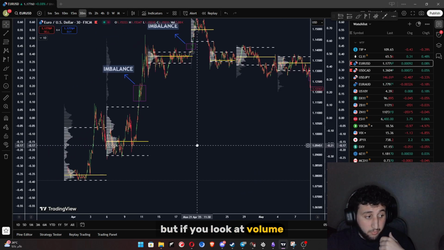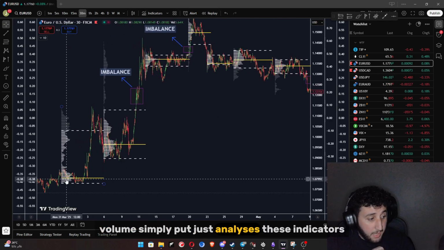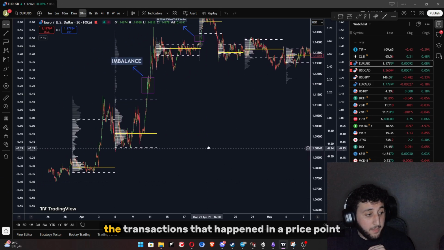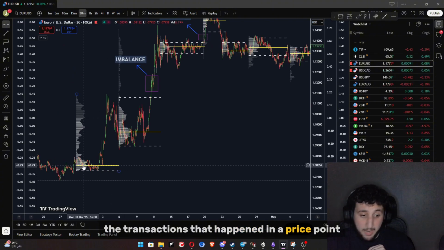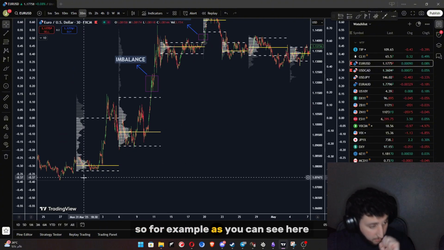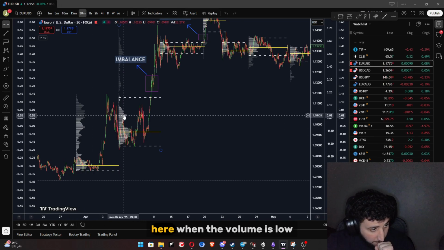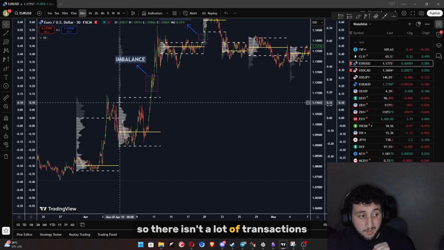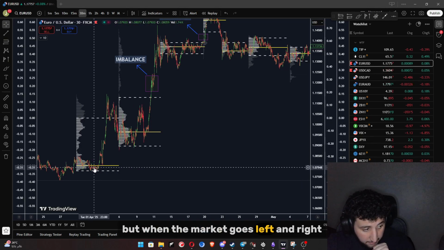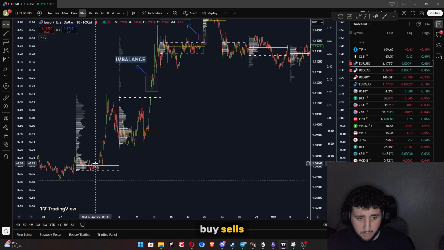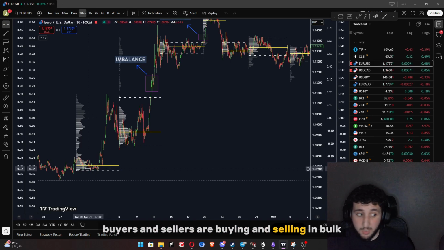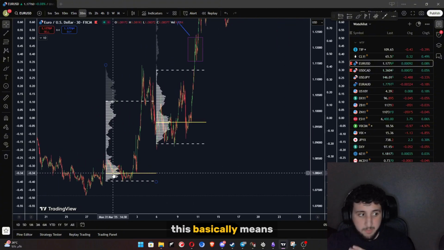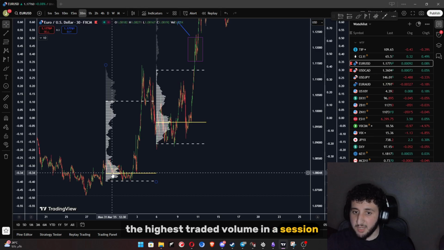But if you look at volume, volume simply put is analyzed with an indicator called the volume profile. It just analyzes the transactions that happened at a price point. So for example, as you can see here, when the volume is low, it tells you there aren't a lot of transactions happening here. But when the market goes left and right, that means buyers and sellers, buy, sell, buy, sell, are buying and selling in bulk. It draws this yellow line over here, which is called the point of control. This basically means the highest traded volume in a session.